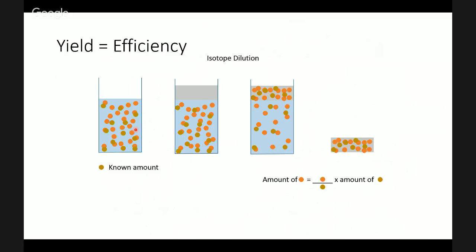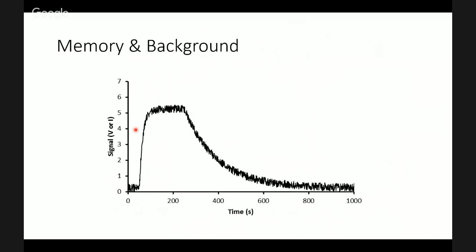Okay, so that's isotope dilution. And it's a very, very accurate way of making sure that your yields are determined. Another issue that's quite prevalent in quite a lot of types of mass spectrometry is the memory or background.